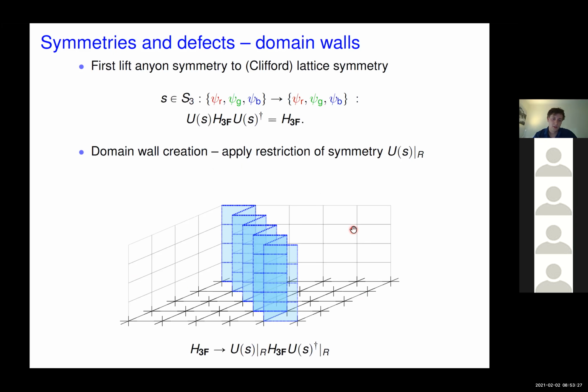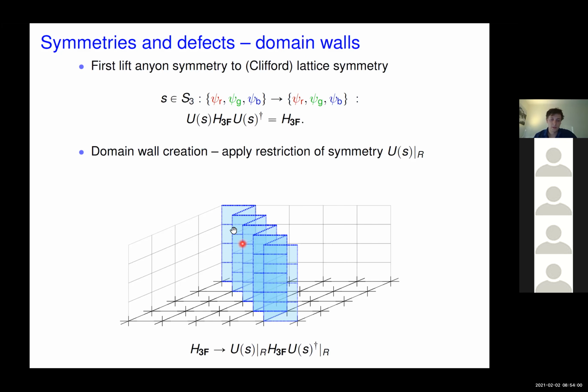So first, in order to define defects in the model, we need to promote this S3 symmetry of the anyon theory to a symmetry of the Hamiltonian. So in other words, we need to find a representation of the symmetry on this lattice such that it leaves the Hamiltonian invariant. And I won't go into much detail, but you can show that this unitary can be done. And it's realized as a local Clifford operation acting on each link to perform the correct fermion permutation. But then we also need potentially a global translation.